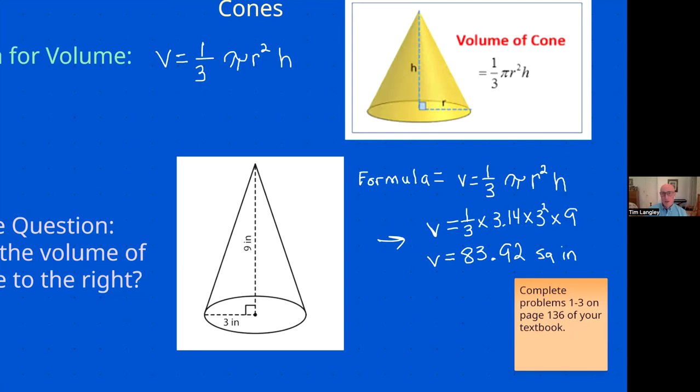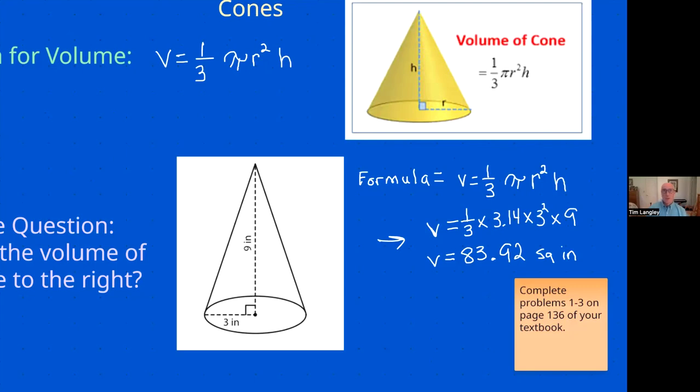I want you to complete your homework: do problems 1 through 3 on page 136 of your textbook. And if you have any questions at all, if you run into any problems with this, please be sure and shoot me an answer. And just as a heads up, our next lesson is going to be a review of all these shapes and putting them into story problems, and a review for the final test, which is very exciting. And then you will be all finished.